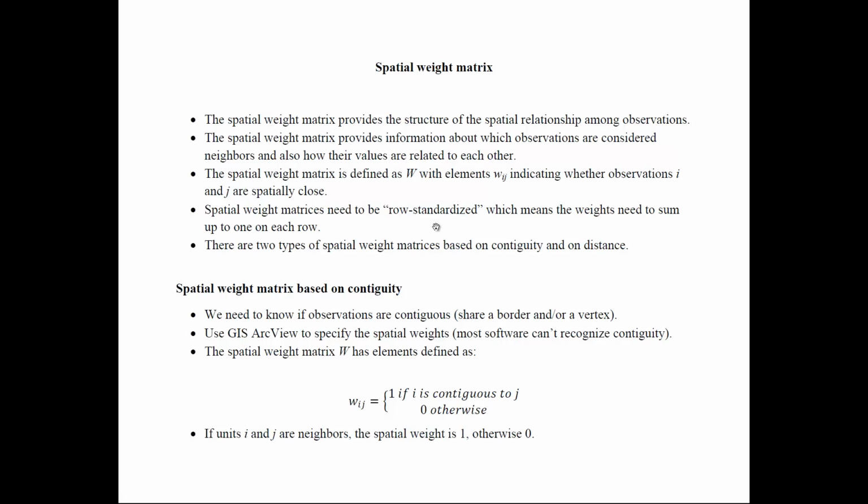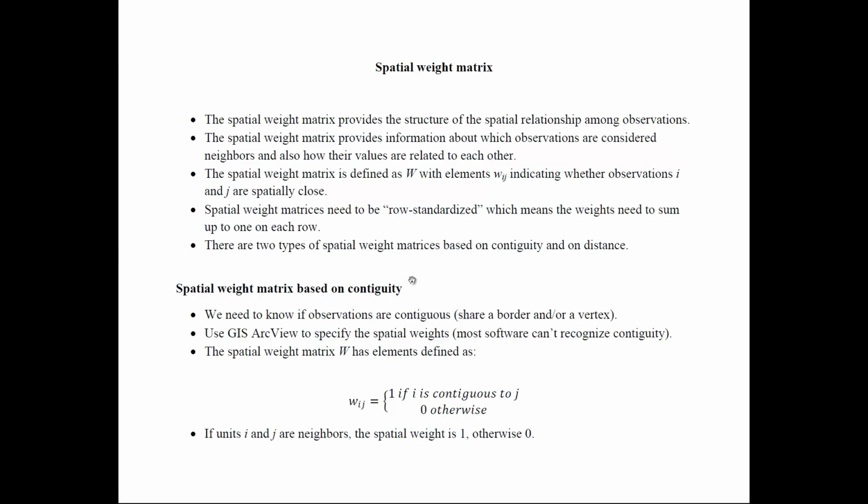Another thing that we will talk about is that spatial weight matrices would need to be row standardized, which means that the weights would need to sum up to 1 on each row. We will see later on why. And we will consider two types of spatial weight matrices based on contiguity and distance. So let's start with the first one, based on contiguity.